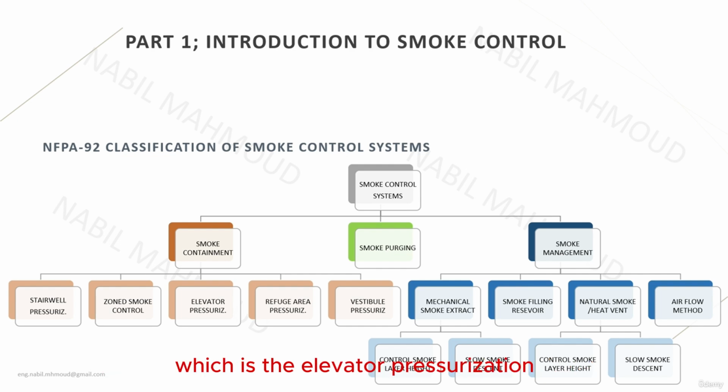And the third method is the elevator pressurization. Elevator pressurization is done in order to maintain a smoke-free area within the elevator shaft. And this is very important also because if any smoke infiltrated into the elevator shaft, anyone inside the elevator will suffocate from smoke. And this also means that the smoke can spread vertically freely from floor to floor if there is no obstruction that prevents the smoke spread vertically within the elevator shaft.